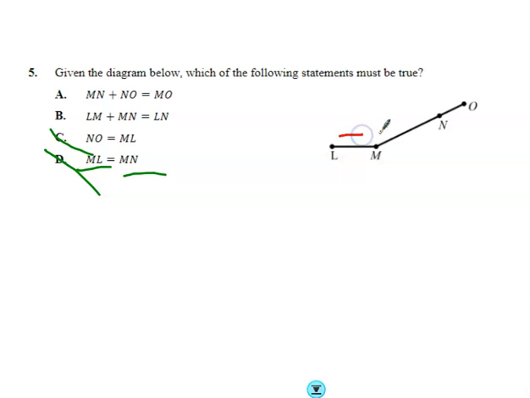LM and MN equal LN. Well, that is not an actual segment. There's a curve in it. So your only option is A. And let's see if that makes sense. This segment plus this segment add up to this segment. Yeah, that's the addition segment postulate that we talked about, adding two segments together to make the big segment of MO.